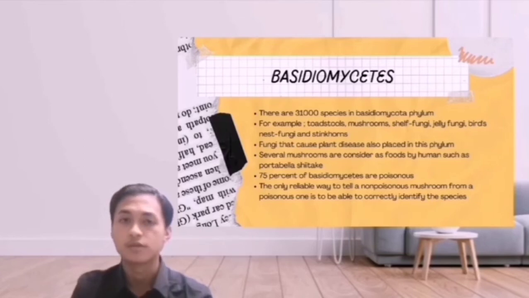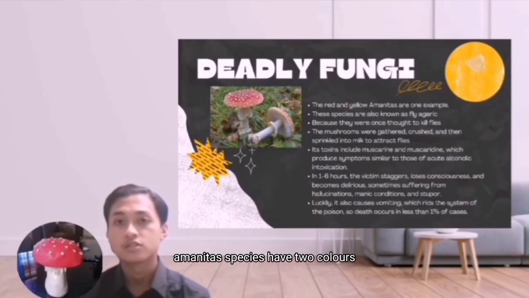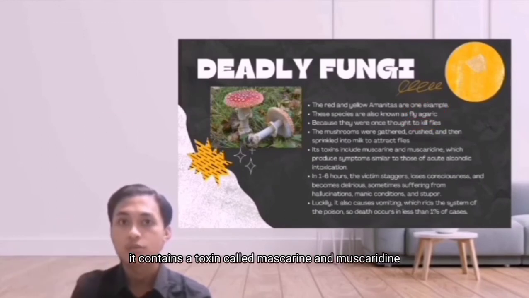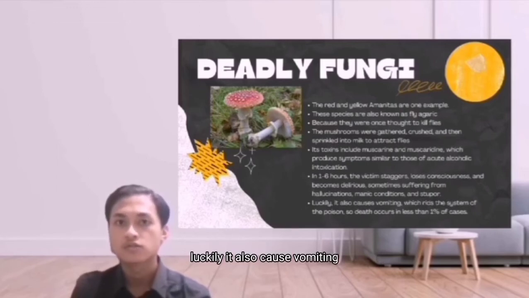So we go to the first example, which is Amanita muscaria. Amanita species have two colors, yellow and red. This species is also called fly agaric because it kills flies. It contains toxins called muscarine and muscimol, which produce symptoms of alcoholic intoxication. In 1 to 6 hours, victims will lose consciousness and suffer hallucinations. Luckily, it also causes vomiting, which makes death from this species less than 1%.